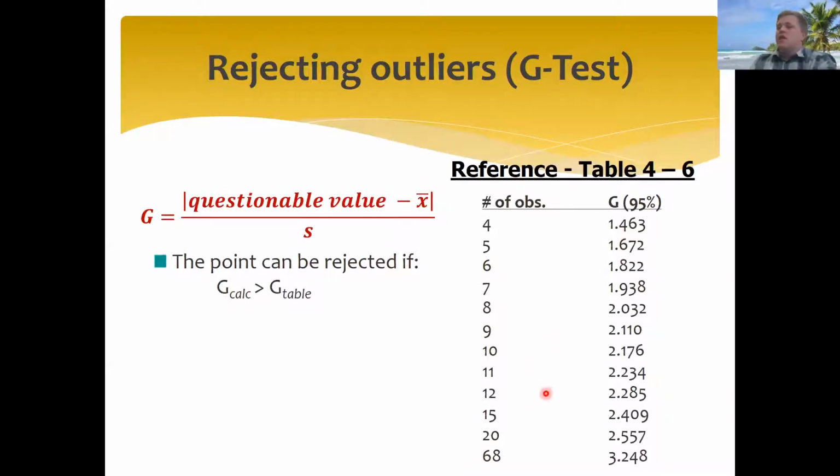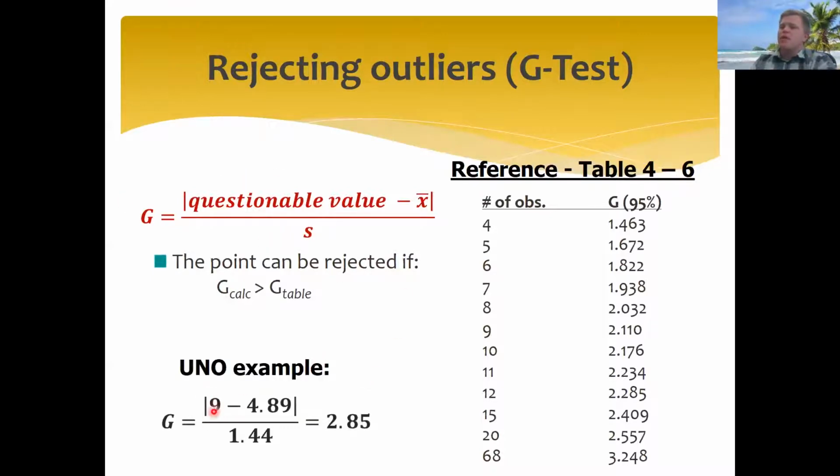But then we do our calculation of our G value. We plug in that questionable 9 value and subtract the average of all of our UNO values, which happens to be 4.89. And we divide that by the standard deviation, which was 1.44.